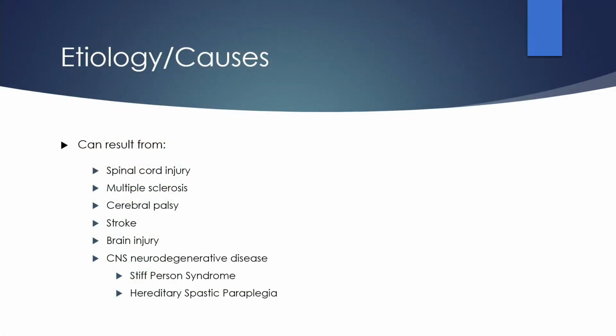So we can see spasticity from a variety of diseases and injuries that affect the upper motor neurons, HSP and PLS for one, but then some of the others that we see are spinal cord injury, multiple sclerosis, cerebral palsy, stroke, and brain injury.